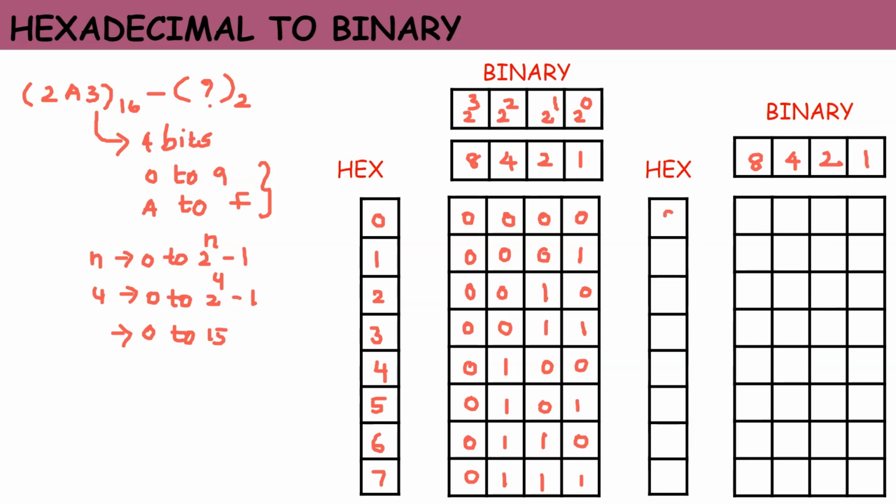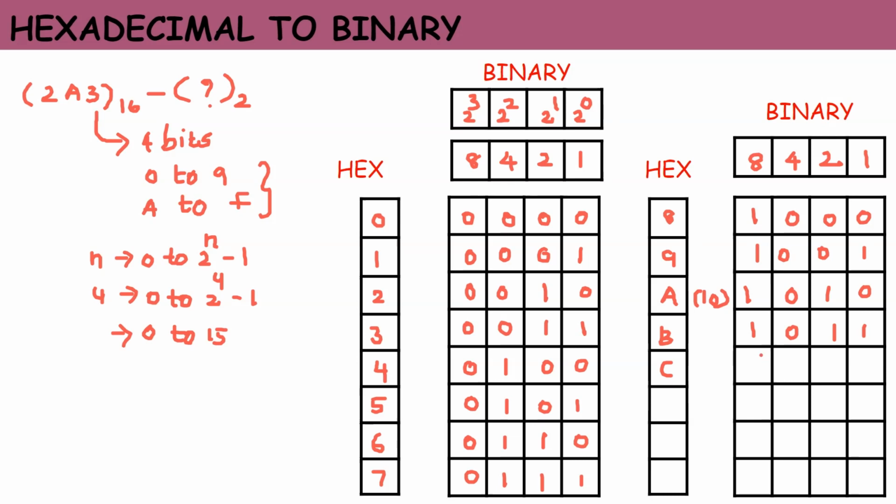For 8, 1, 0, 0, 0. For 9, 1, 0, 0, 1. So 8 plus 1 will give you 9. Then we have the letters A to F. A's equivalent value is 10. So it becomes 1, 0, 1, 0. So 8 plus 2 will give you 10. Then for B, 1, 0, 1, 1. Similarly for C, D, E and F.